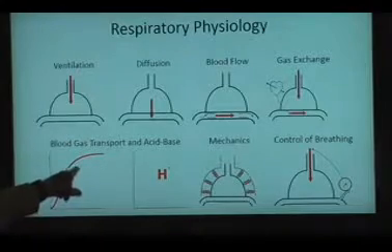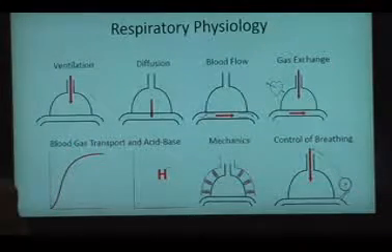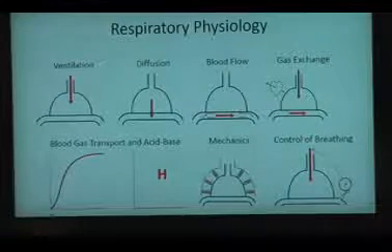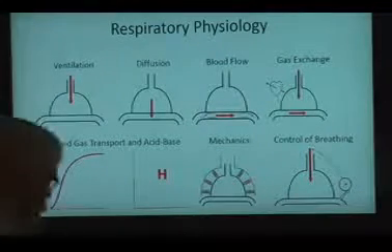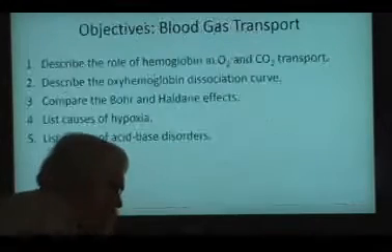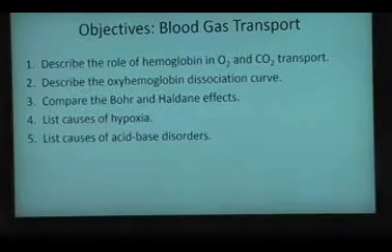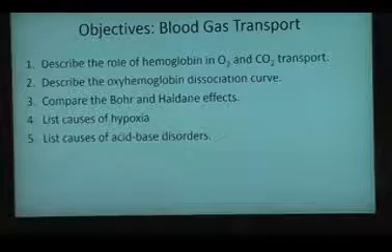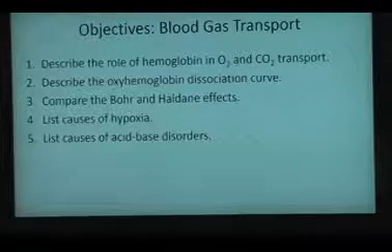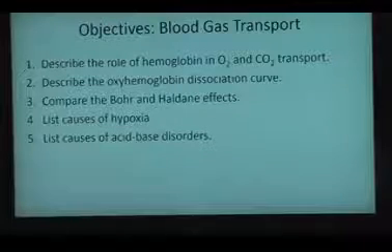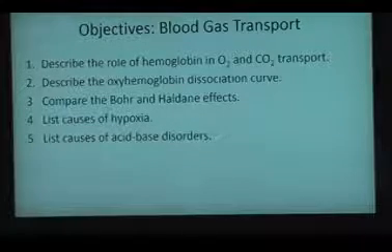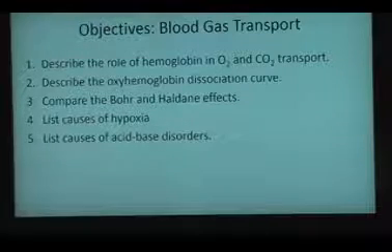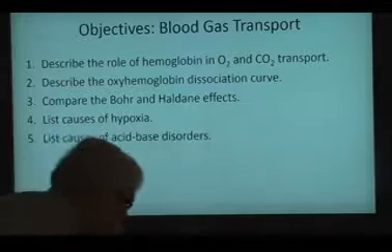And now today we're going to talk about blood gas transport and acid-base balance, which has to do with things like the oxyhemoglobin dissociation curve and Haldane effect and the Bohr effect and so forth. Our objectives this morning are to describe the role of hemoglobin in oxygen and carbon dioxide transport, to describe the oxyhemoglobin dissociation curve, to compare the Bohr and Haldane effects, to list the causes of hypoxia, and then to list common causes of acid-base disorders.